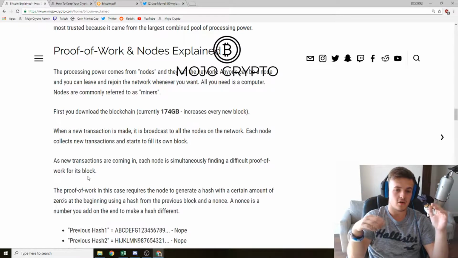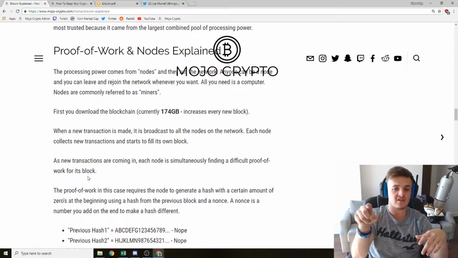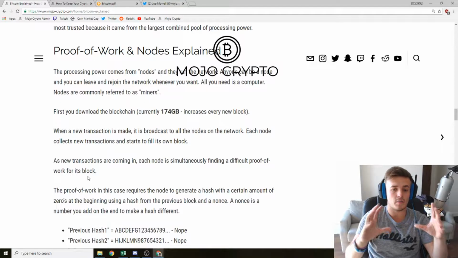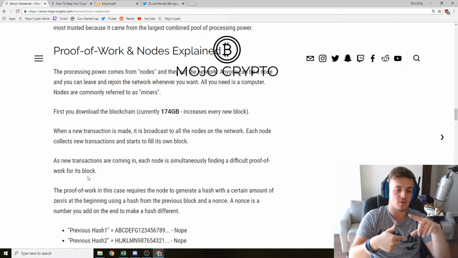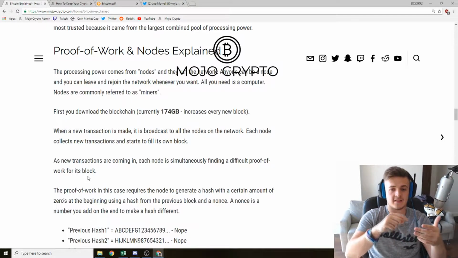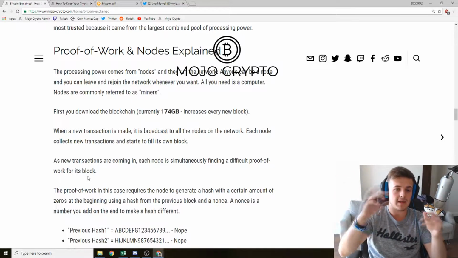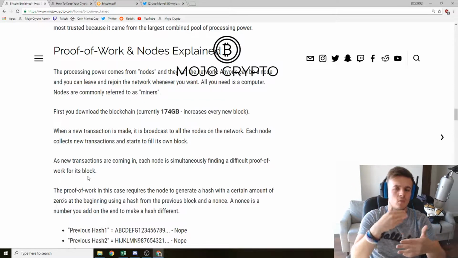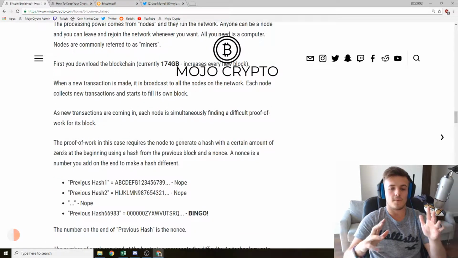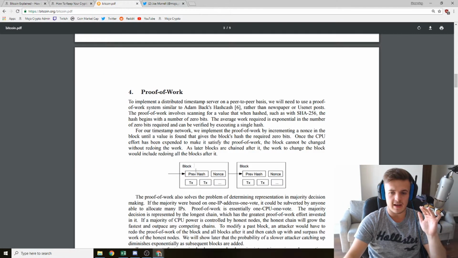As these transactions are coming in, each node, each computer, is simultaneously finding the difficult proof of work for the block. Like we said, the proof of work is a problem the computer has to solve. It's solving this problem in the background while the transactions are coming in. So what is it actually solving when we say proof of work? So here we go. Here's a picture of it as well.